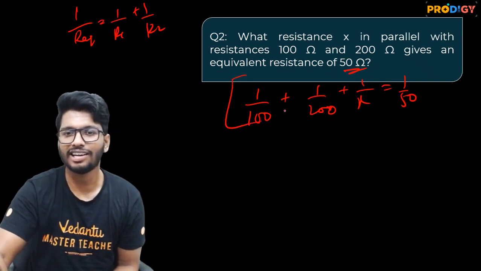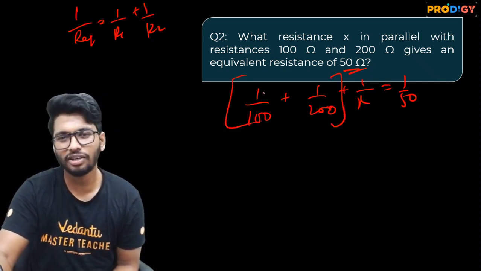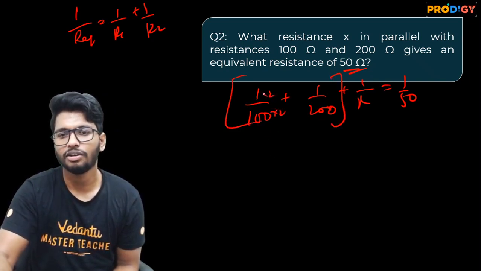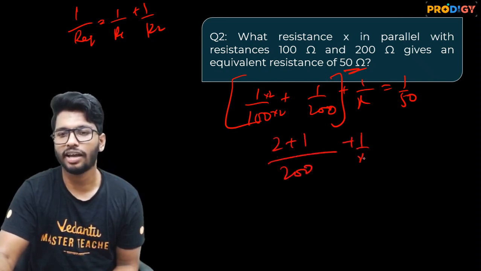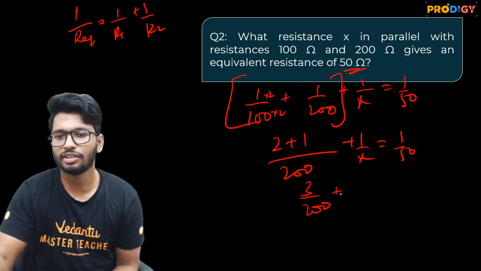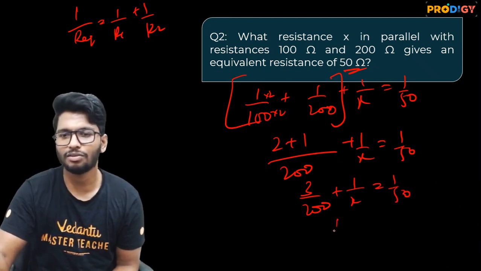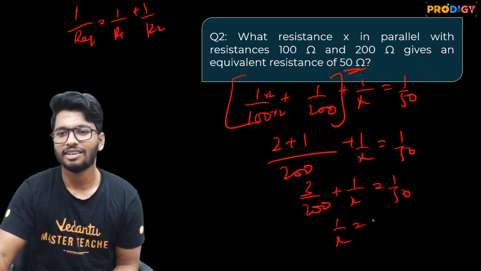First of all, find out the LCM for this one, which is nothing but 200. So 200 divided by 100 gives 2, so 2 plus 1 divided by 200, plus 1 by X is equal to 1 by 50. So now what do you get? 3 by 200 plus 1 by X is equal to 1 by 50. Now what is 1 by X equal to? Take this to the other side. 1 by 50 minus 3 by 200.